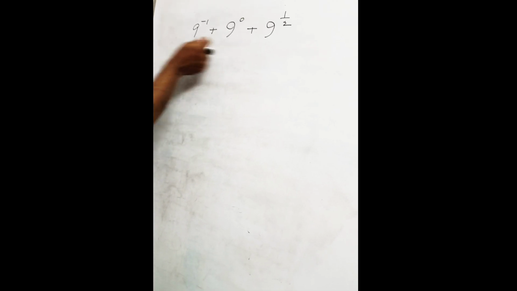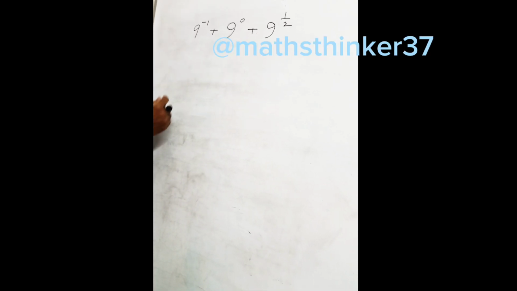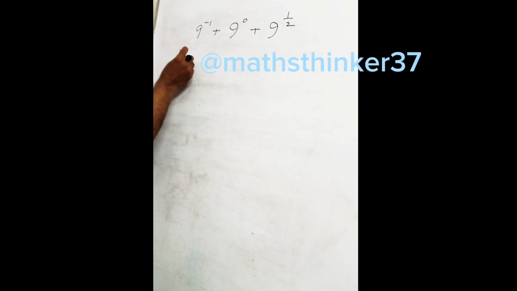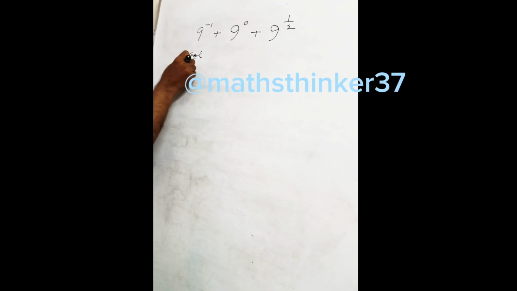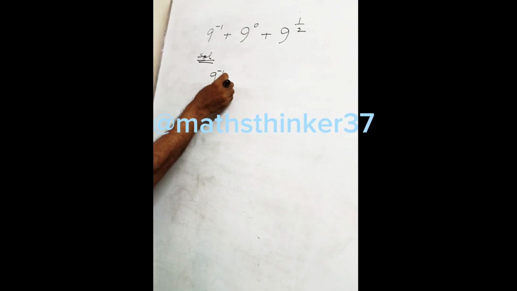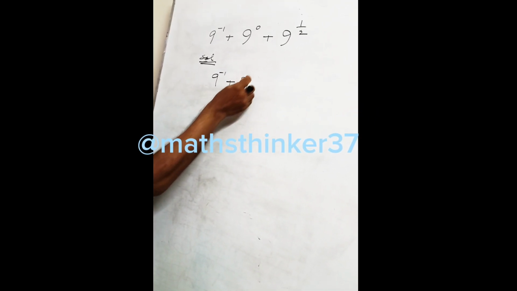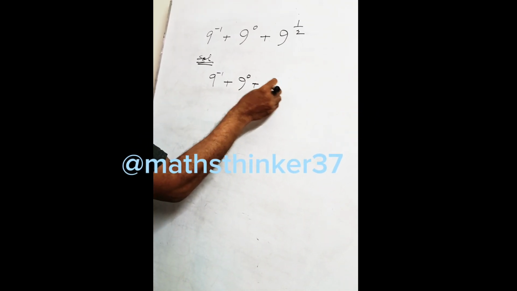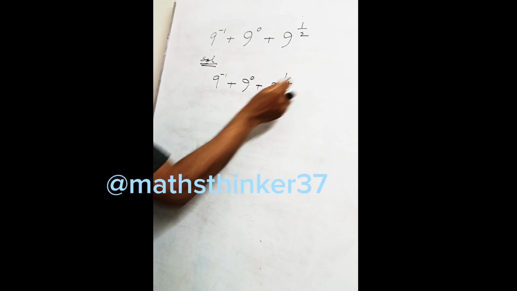We have to evaluate this question. Now look at here what we are doing. First of all, we are writing solution. 9 to the power minus 1 as it is plus 9 to the power 0 plus 9 to the power half.